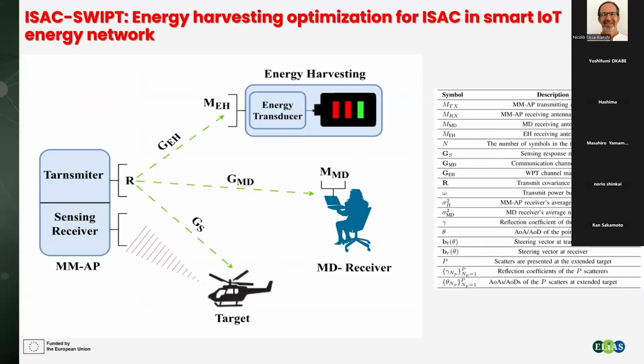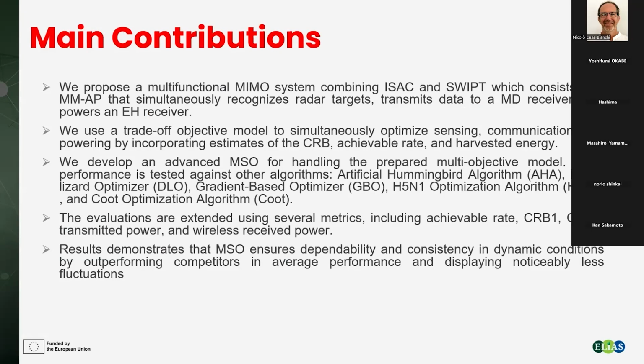Second is the ISAC-aided SWIPT. This work is under review now in the IoT Journal. Here we used ISAC, integrated sensing and communication, to sense the target and also for energy harvesting. This is a multifunctional access point, and our target is to improve the estimation rate and the rate-energy region, which is important. So we use a trade-off function to optimize the sensing, communication, and powering.